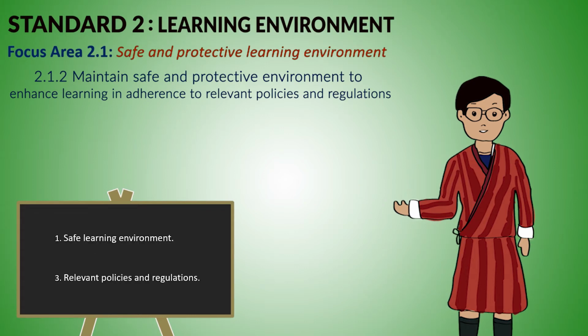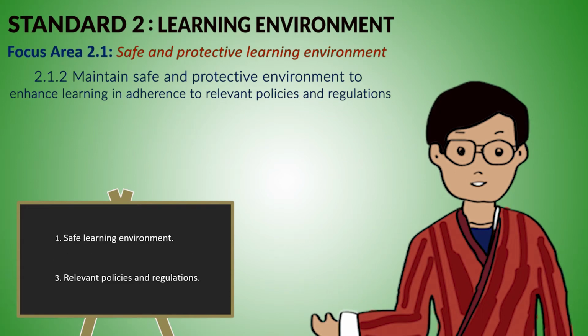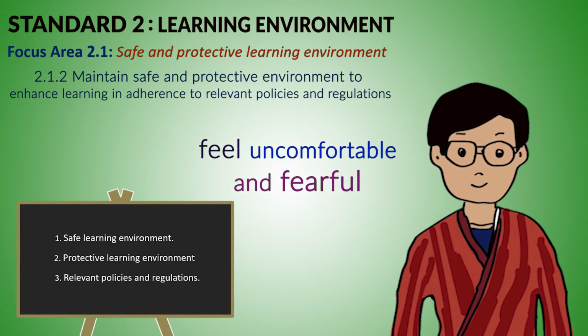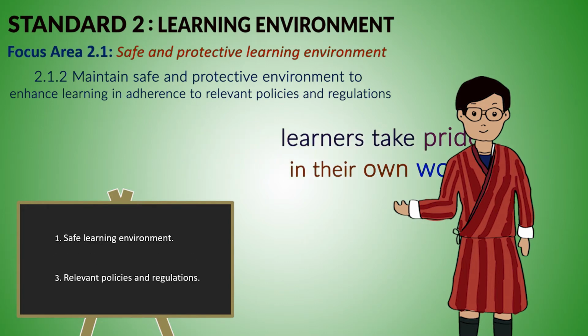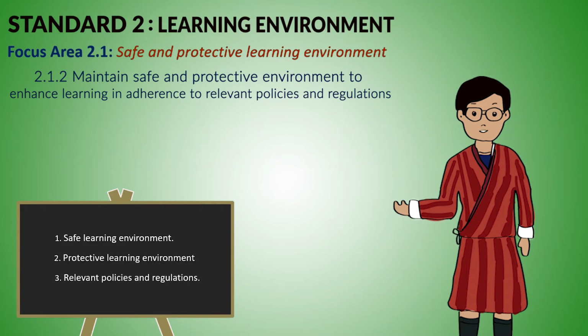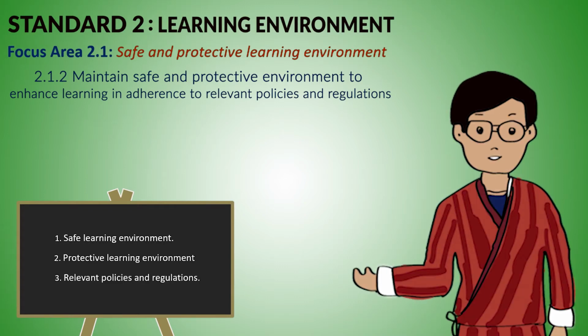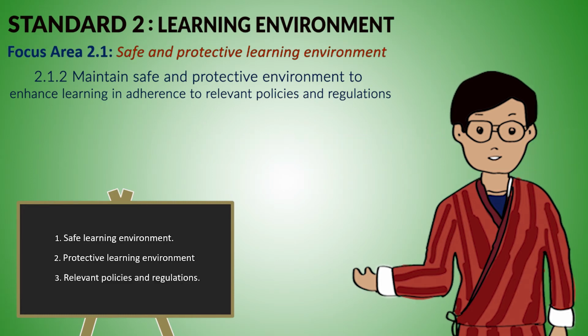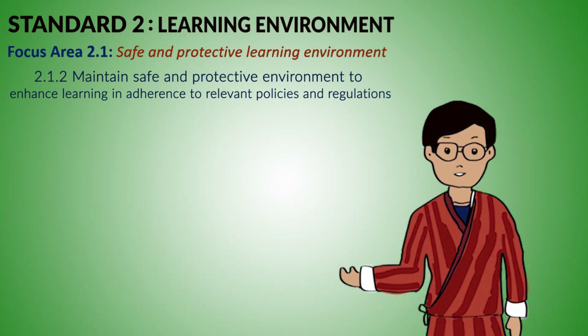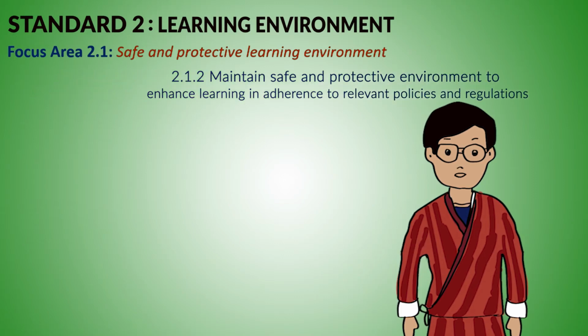Protective learning environment involves the aspect of classroom where a learner does not feel uncomfortable and fearful. In a protective environment, the learners take pride in their own work and in themselves, and they are not subject to judgment. Relevant policies and regulations include any policies and regulations implemented by the schools to ensure the safety of the children, such as school disaster policy, school rules and regulations, and school discipline policy. This brings us to the end of the focus area, safe and protective learning environment.